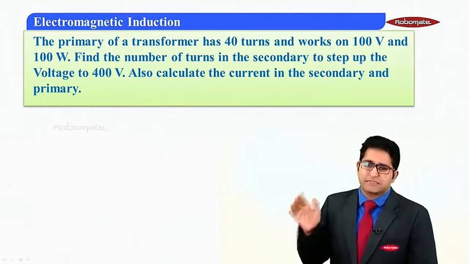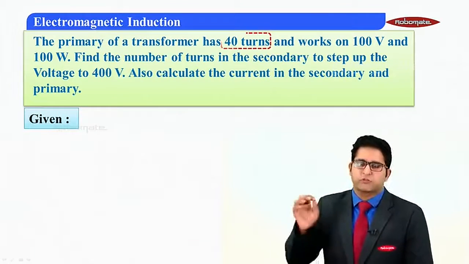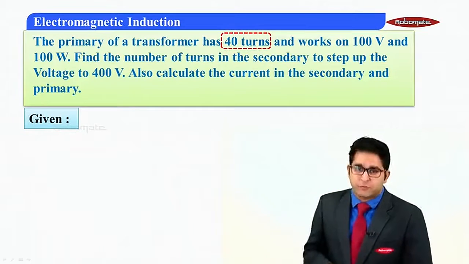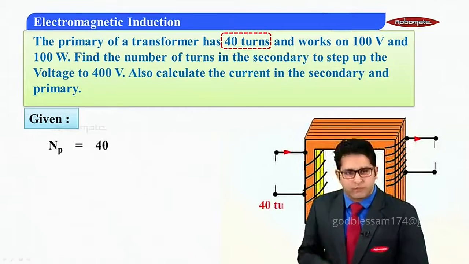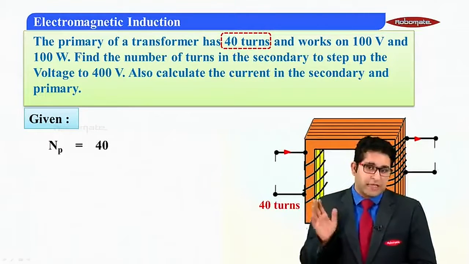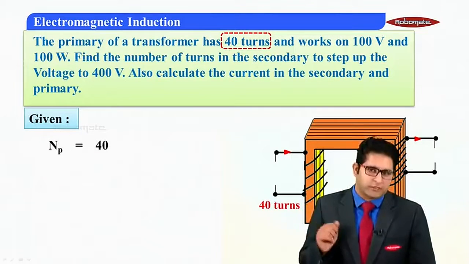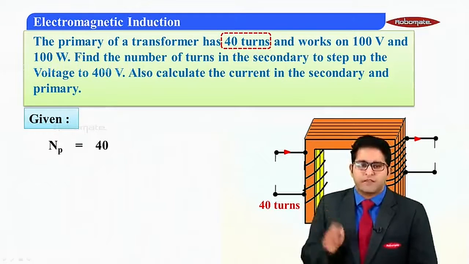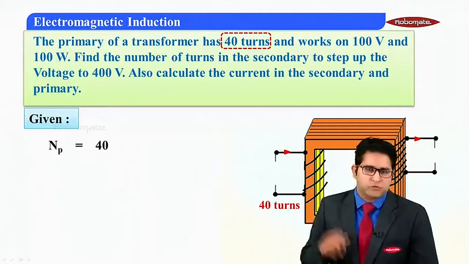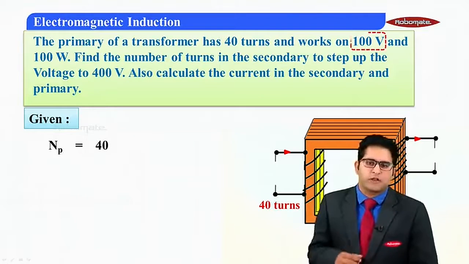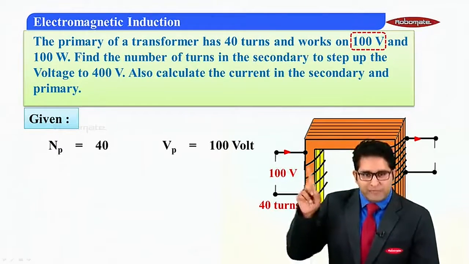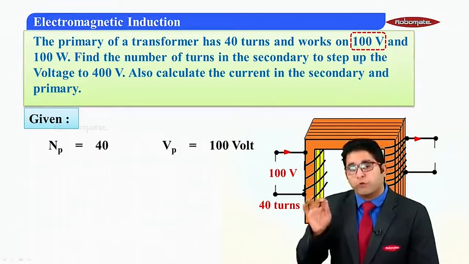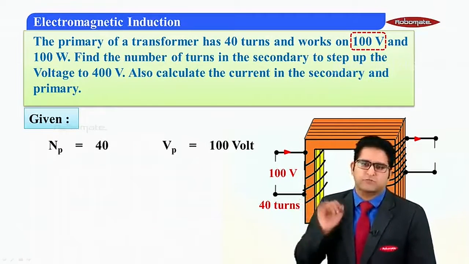Now let us analyze this and write down the given data. First of all, we are provided with the primary of the transformer and it has 40 turns. So I can write NP is equal to 40. Here I have the transformer and this primary side has 40 turns. Now this primary side works on 100 volts, so I can say VP will be equal to 100 volts. So let us update this as well. Here we have updated that the primary side is working on a voltage of 100 volts. Now let us move further.